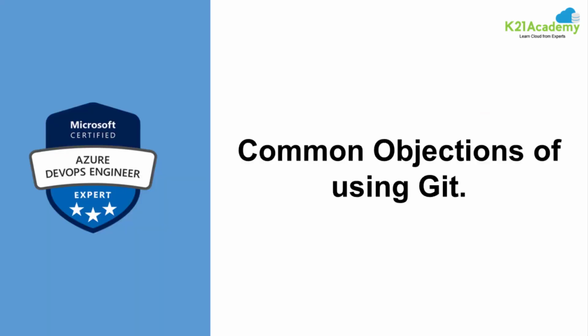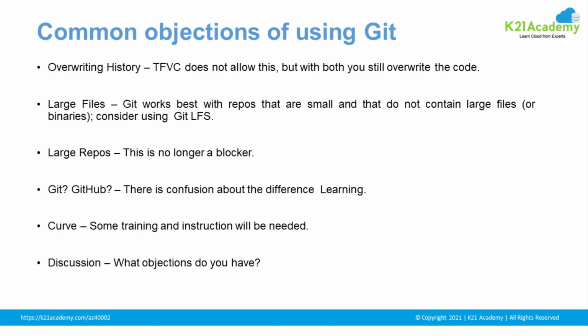And what are the common objections to Git? Git generally allows you to overwrite the history, but the TFS version control system does not allow you to do that. For large-scale objects, Git is best suited, whereas the TFS version control system doesn't allow you to store very large objects at all. And in Git, you can have large repositories as well. There is no blocker for it.